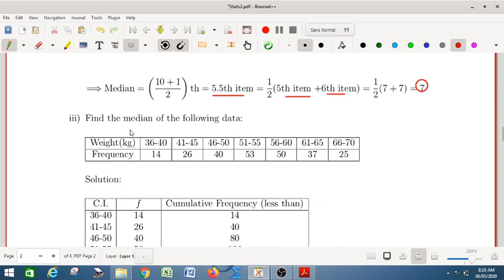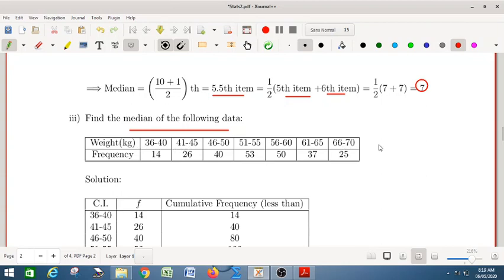So now let us have a class interval. How will you calculate the median for a group frequency distribution? So this is your group frequency distribution. Weights are given and frequencies are given. Look at that, this is discontinuous data, 36 to 40, then it starts from 41 to 45, 46 to 50. So there is a discontinuity. In this case, you have to calculate the class boundaries.